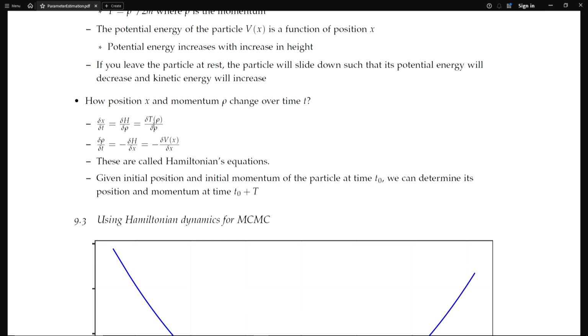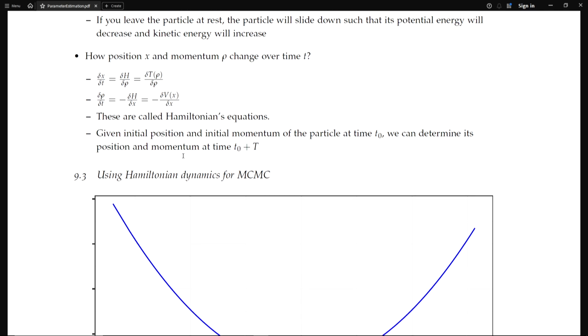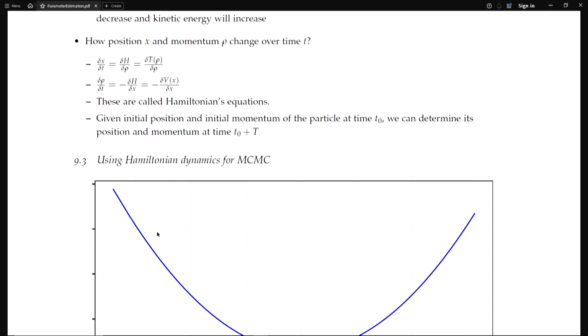Now, because potential energy does not depend on momentum, we can simply write the change in kinetic energy with respect to momentum. And the rate of change in momentum is given by the negative of the change in total energy with respect to position. Because kinetic energy does not depend on position, only on momentum, we can write the change in potential energy with respect to position, right. So, this is how we can write these equations.